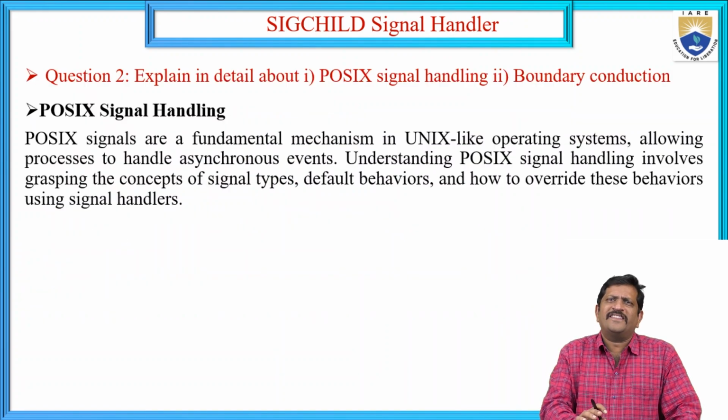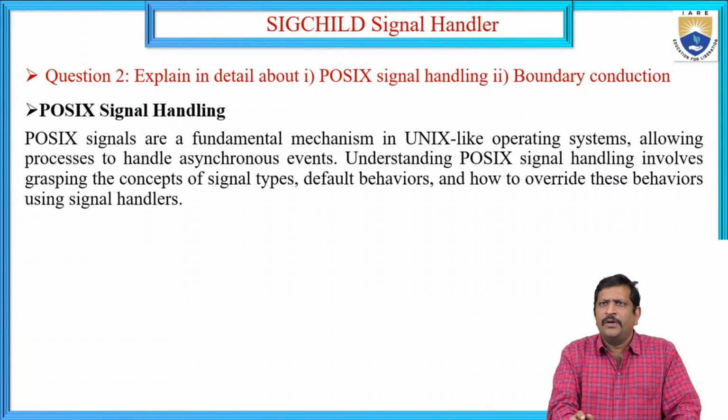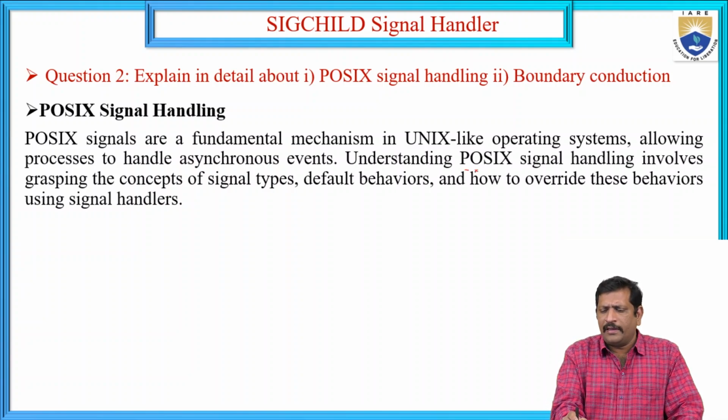Here is the second question. Explain in detail about POSIX signal handling and boundary conditions. POSIX signal handling, Portable Operating System Interface signal handling, is a fundamental mechanism in a Unix-like operating system which allows the process to handle asynchronous events.